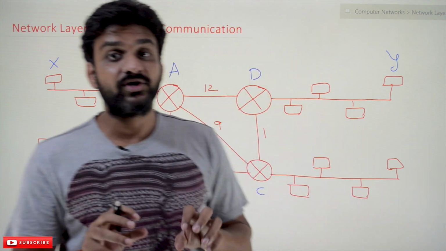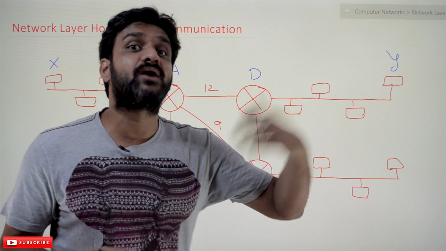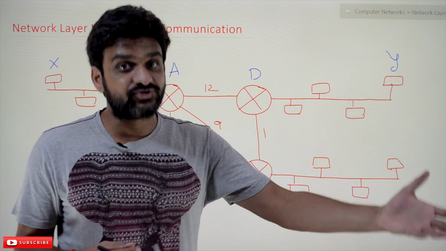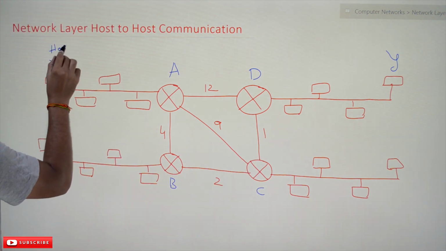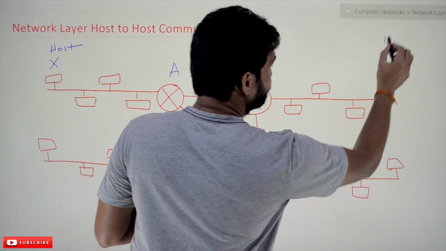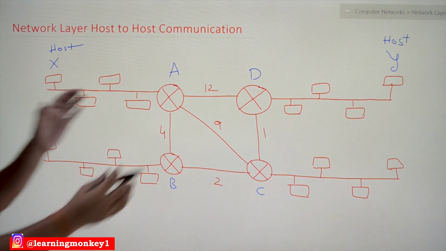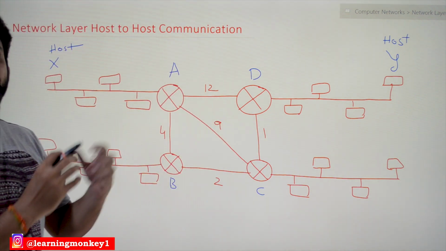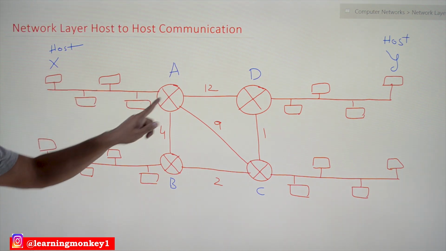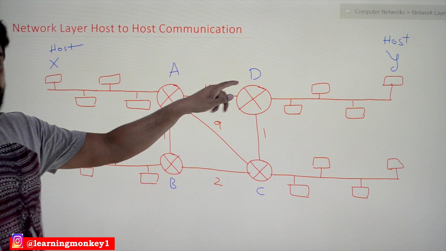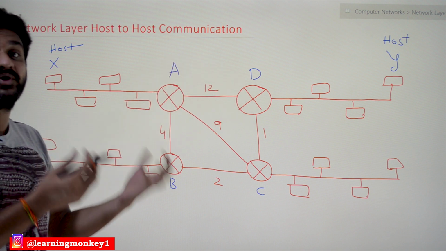And what is meant by a node? A node means an intermediary device which helps us make the communication possible. That is what we call a node. Here, X is a host, and Y is a host, because these are the two systems which want to communicate with each other. Who are the devices helping us make that communication possible? They are A, B, C, D, the routers. All these four routers are the nodes which make the communication possible.